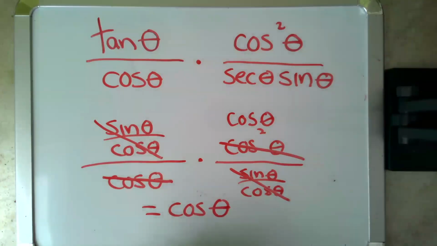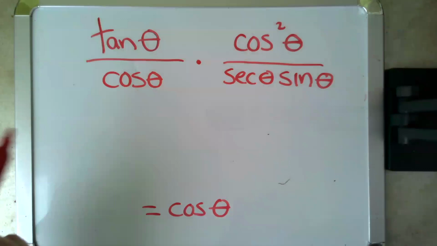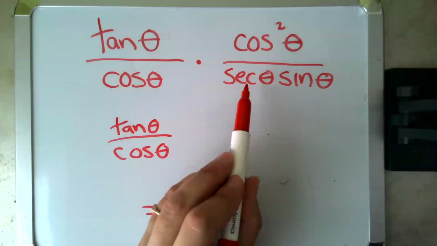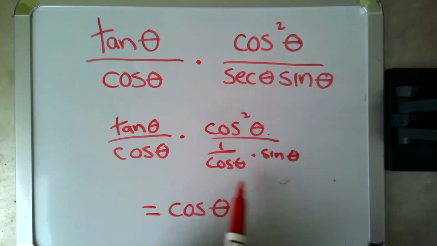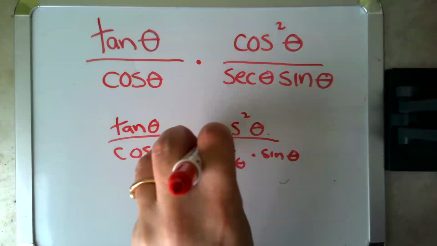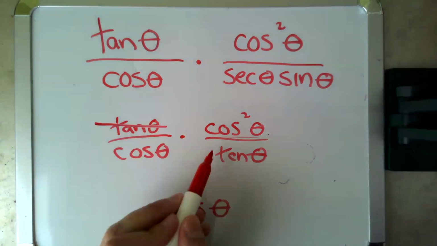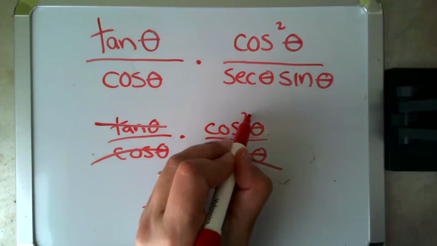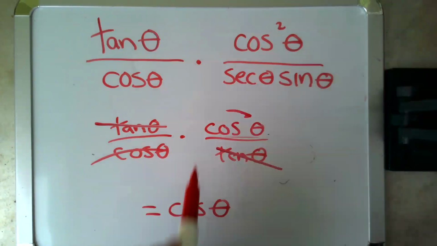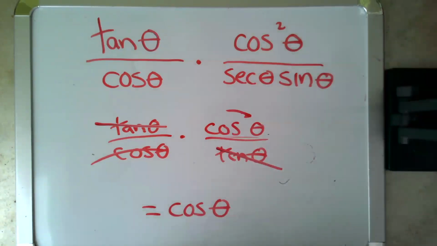Now, there are lots of ways to have started this. I might have decided to leave this tangent in place to start and just deal with this denominator first. And then I would see that this is going to turn into another tangent, sine theta over cosine theta. And then cancel these as tangents. And then same thing, I'm canceling one cosine here with one of the cosines there, and I end up in the same place. So there are lots of ways to get started, and they all lead to the same place.